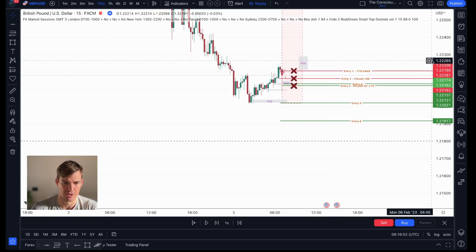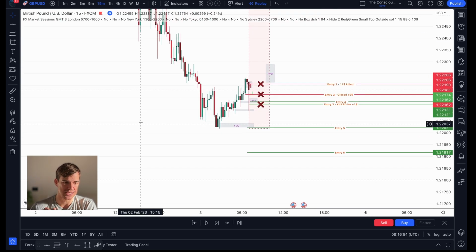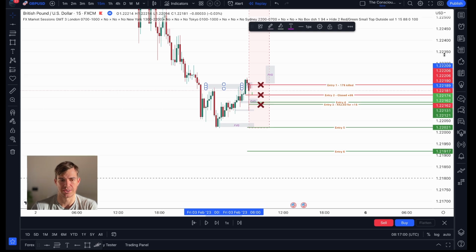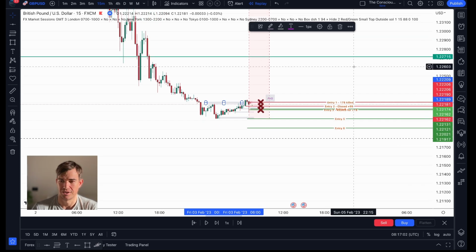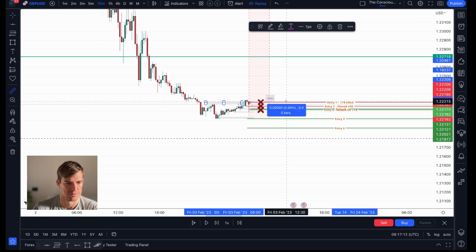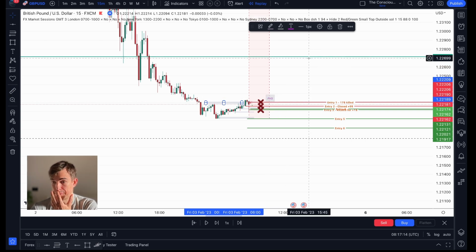How did I enter long here? As you can see, we had this break of structure above this buy side liquidity here. I wanted to trade this back into equilibrium, which would have been quite ambitious, but to trade it up to the previous daily low. So that would have been a very generous 50 pips. And the setup was quite good.